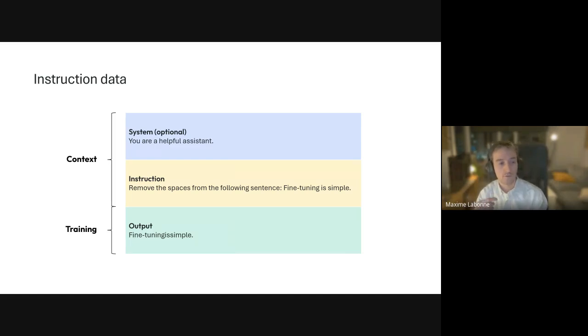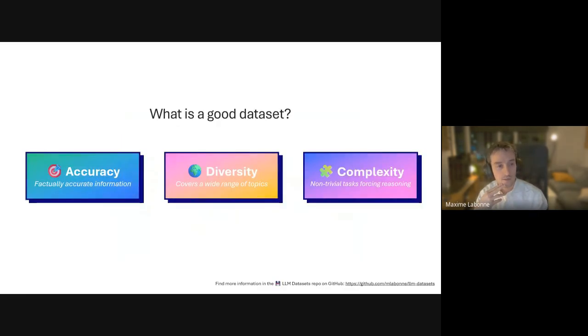So in this case, you see that we provide as context the system prompt and the instruction, but we only train on the output. It means that the model will not be trained on the instruction, only the outputs will be used to compute the loss that is used during training. This is pretty standard, but you could also train on everything for particular use cases.